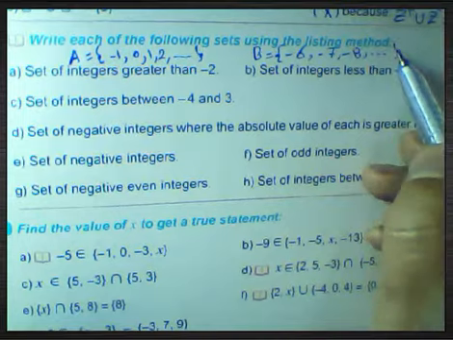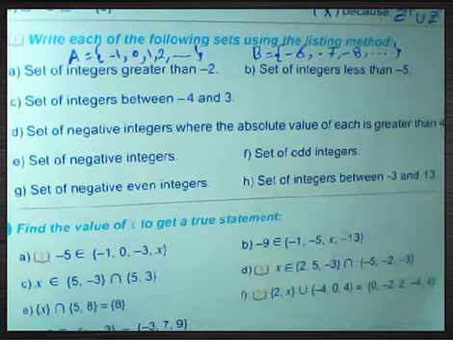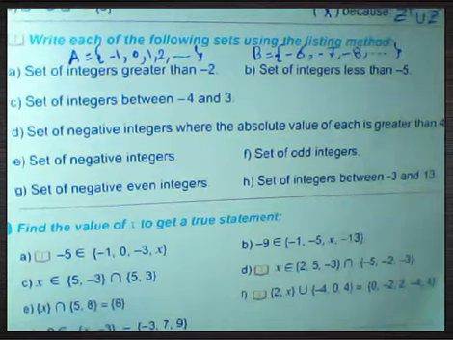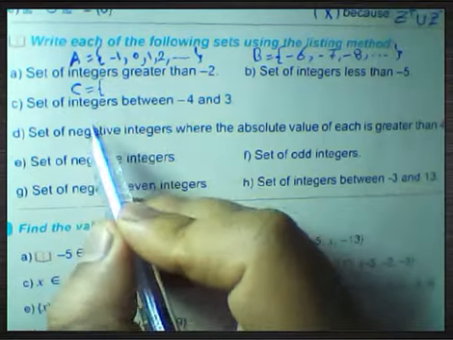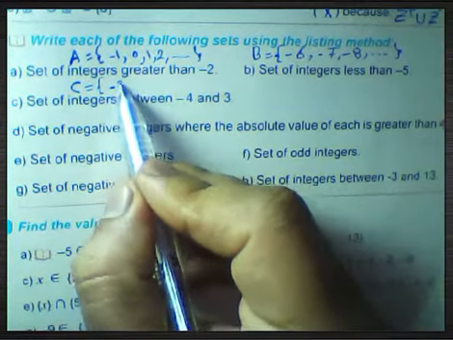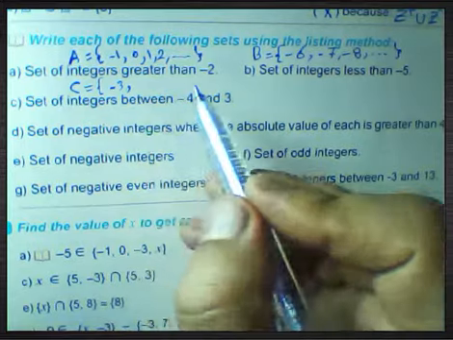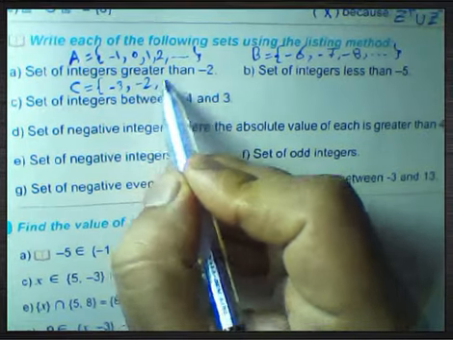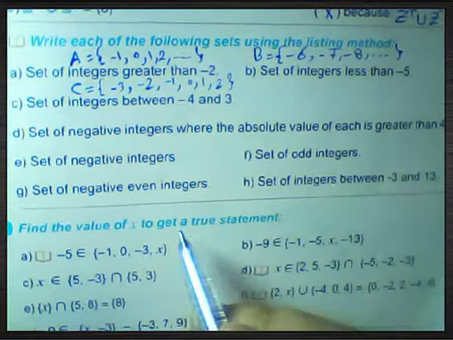Letter C. Set of integers between negative 4 and 3. We can write the name of this set C equals the set of negative 3. We can count from negative 4 to 3: negative 3, negative 2, negative 1, 0, 1, 2.